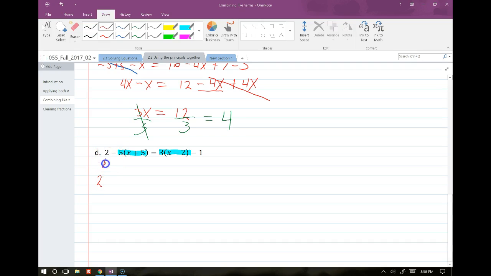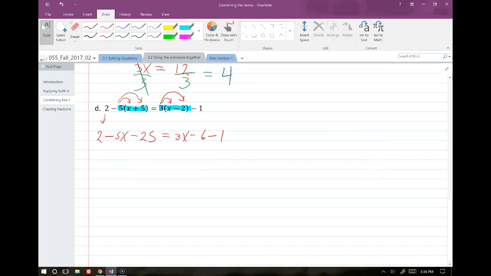All right, so we have 2. This drops down. This negative 5 distributes into each term. So we have negative 5 times x, negative 5x, negative 5 times positive 5. What does that give us? Negative 25, exactly. Now we're going to do the same thing on the other side. 3 times x, that's 3x. 3 times negative 2, that is negative 6. And we still have our minus 1 hanging out there. Now we're going to collect our like terms. So we have 2 minus 25, that is a negative 23. Negative 5x minus 23 is equal to 3x minus 7.